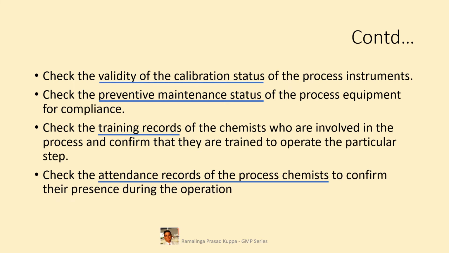Check the attendance records of the process chemists to confirm their presence during the operation. This also is very important. This reflects the integrity of the data entry. The attendance is generally maintained by the gate office, which is a part of the HR department. So this data can be obtained from the gate office. If there is any instance where the record that was supposed to be recorded by a person is not at site at the time of activity, you are in serious trouble.